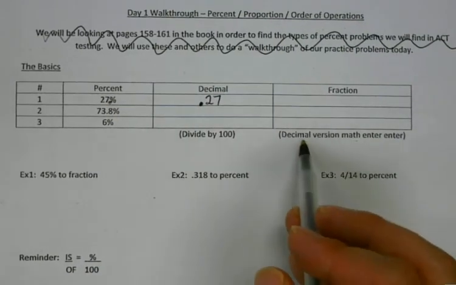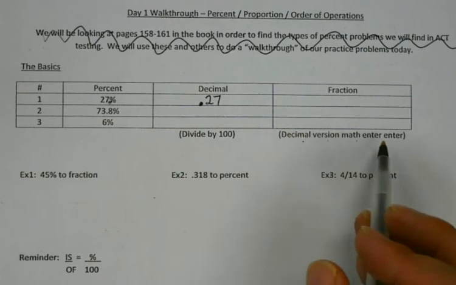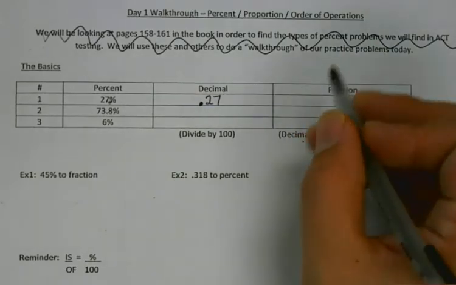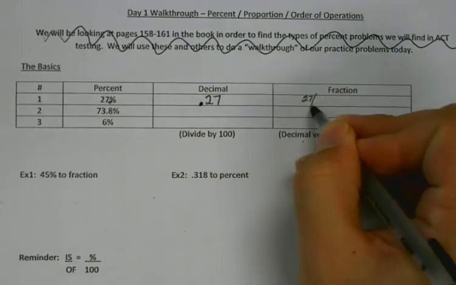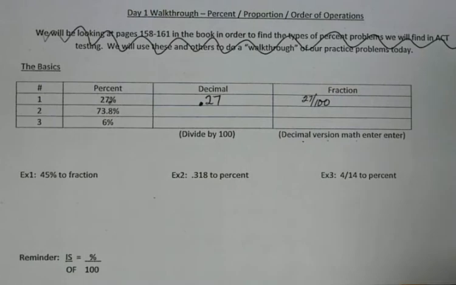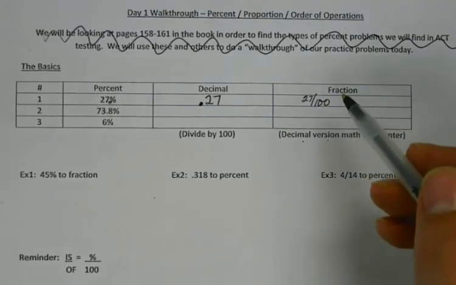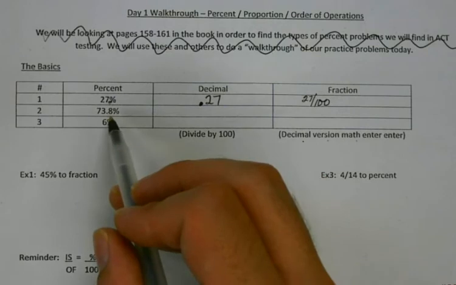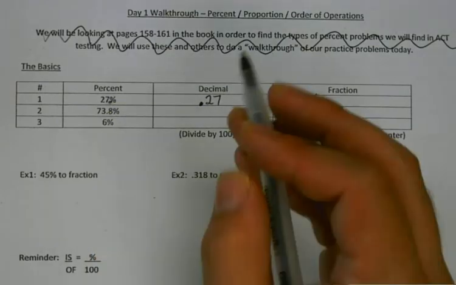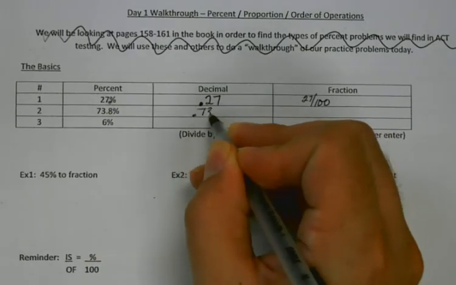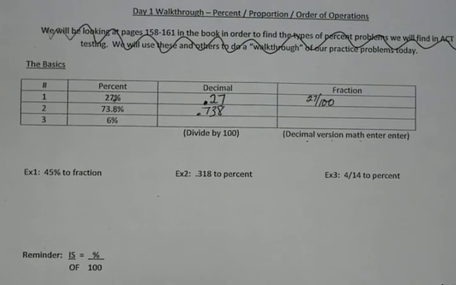Fractions, and even though there's kind of help here, if you get to the decimal version and hit math, enter, any percent that you ever have actually is a fraction over 100. Now that might change a little. In this case, this one doesn't reduce, but as we move further, some of them may. For instance, when we get to the 73.8, again, 2 places to the left gets me my decimal version.